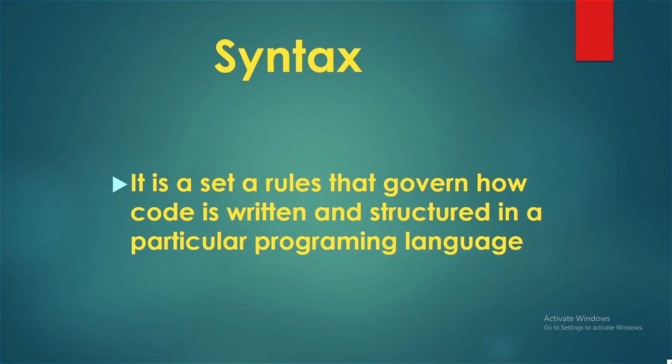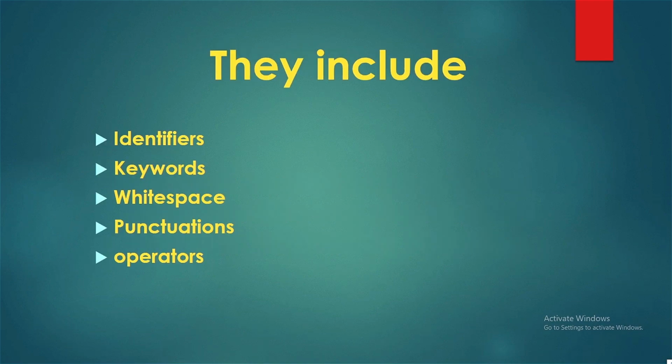Syntax basically is a set of rules that govern how code is written and structured in a particular programming language. These areas include how you use identifiers, like how you name your variables, your functions, and stuff like that, the keywords, the white space, punctuation, operators, and so on. For example, in Python, you don't need to put a semicolon at the end of each line of code, but in C, you must do that, else you're going to get an error.